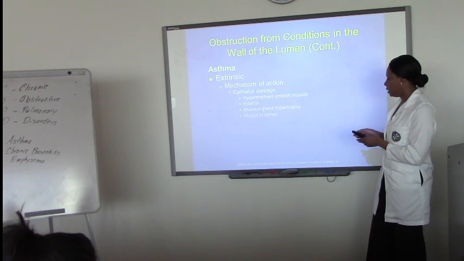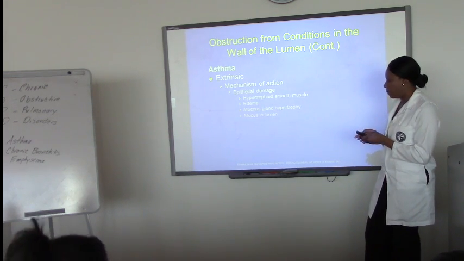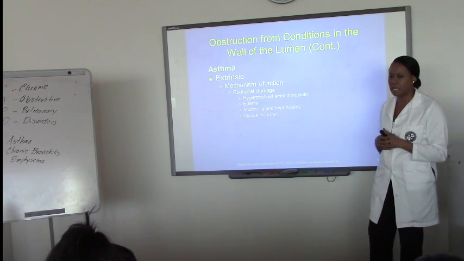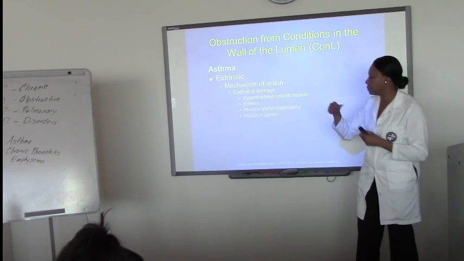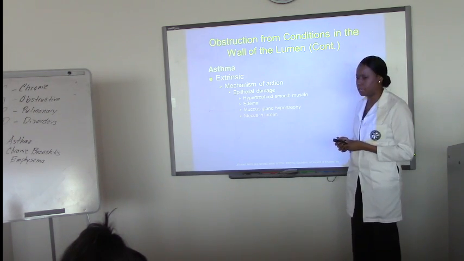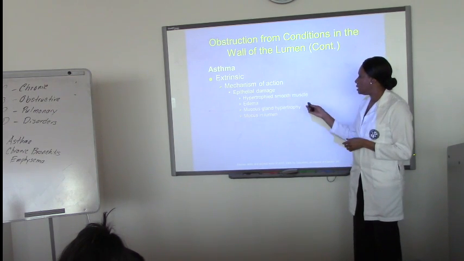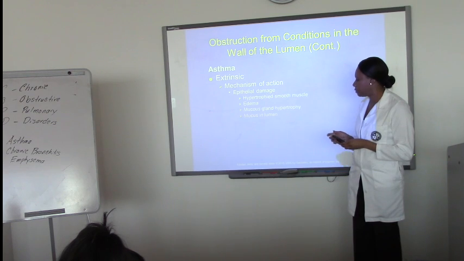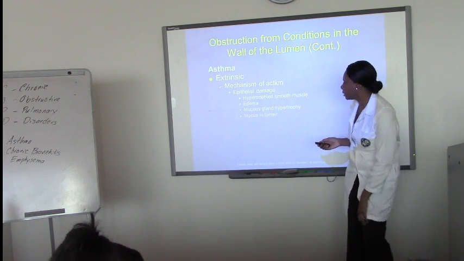Okay, so same thing we kind of talked about already. Epithelium damage. So what will happen here is when the epithelium gets damaged, we have, yes, bronchoconstriction that's going on, but when the epithelium gets damaged, it will also go into a state of hypertrophy. So the smooth muscle will get large. Edema, mucus gland hypertrophy, and also mucus in the lumen, which we talked about already.